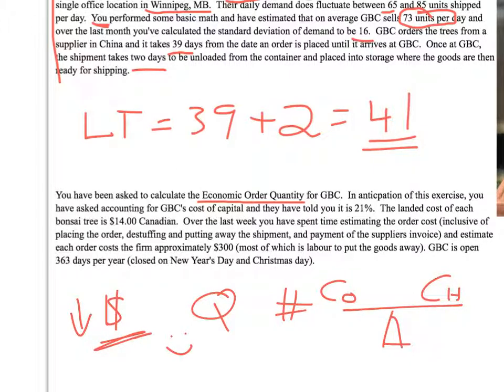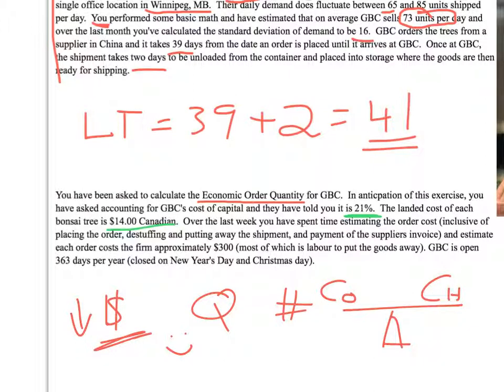All right. So let's go back to our example here, and we know a few things now in reading this. In anticipation, you've gone to the accounting group, and they've told you that your cost of capital is 21%. Please remember, cost of capital is not the same as cost of borrowing. We do get that number from the accountants. It's much more complicated than just saying what our borrowing cost is. You're more correct to think of it as an ordering opportunity cost or something of that nature, and not just strictly borrowing cost. Okay, we know that our landed bonsai tree is $14 Canadian.